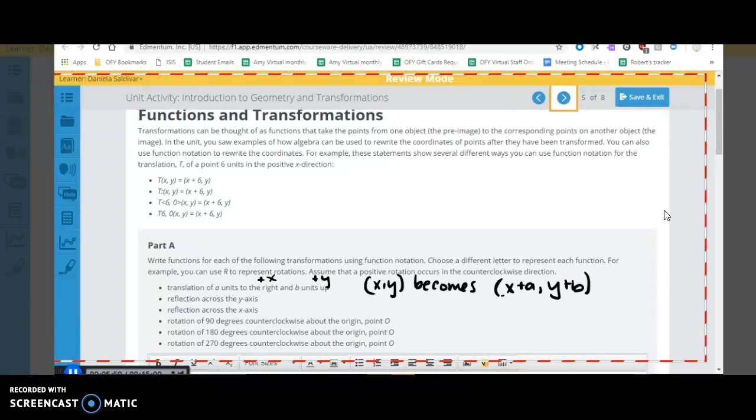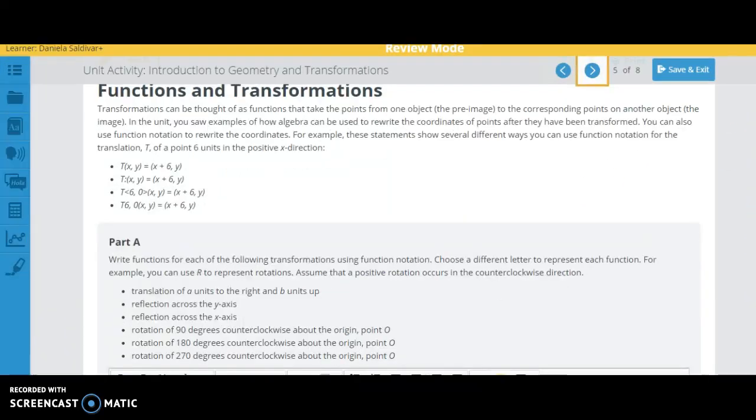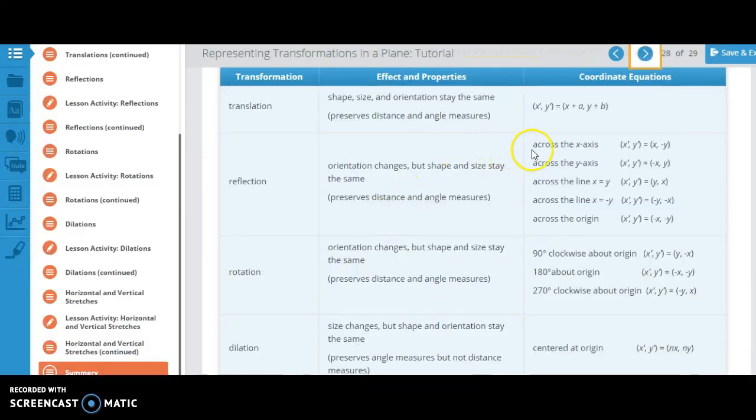Reflection across the Y-axis, you're actually just going to look at what we just talked about because they just want to know what happens to X and Y. So you're going to say XY becomes, and then you're just going to look at the summary that we just looked at. Same for this one and this one. Actually, same for all of these. You're just going to look at that summary and write it down. So once again, that is this part here. You're just going to be writing down exactly what they have.